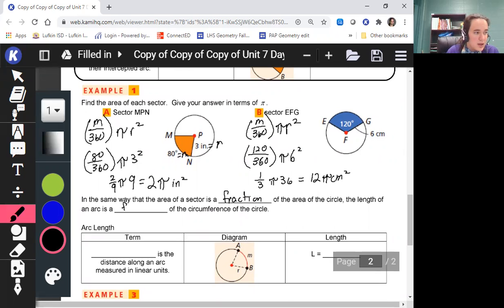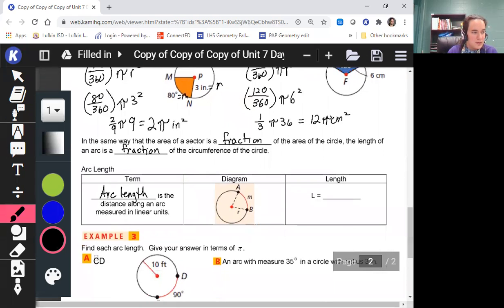So next up, we're going to look at arc length. Arc length is doing the same thing that the area of a sector did. It's multiplying your measure of your angle over 360 times your circumference this time, unlike the area of a sector, which was multiplying by the area. So to find the arc length of a circle, you're going to take the measure of your angle over 360 times 2 pi r.